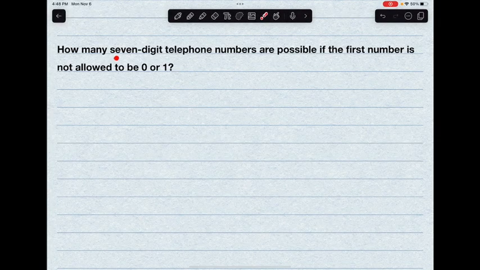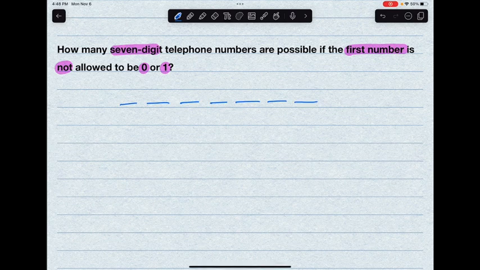How many 7-digit telephone numbers are possible if the first number is not allowed to be 0 or 1? Okay, so the first number is not allowed to be 0 and 1. It has 7 digits. Okay, so here 1, 2, 3, 4, 5, 6, and 7. The first digit and the second digit, they cannot be 0 or 1. So we have 8 choices for the first one, from 2 to 9, and 8 for the second one.